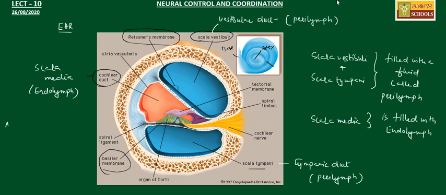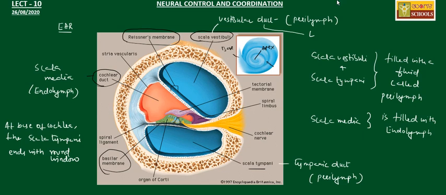Now at the base of the cochlea, the scala tympani ends with the round window, while the scala vestibuli ends with the oval window. Those things we will see in detail in the next session.